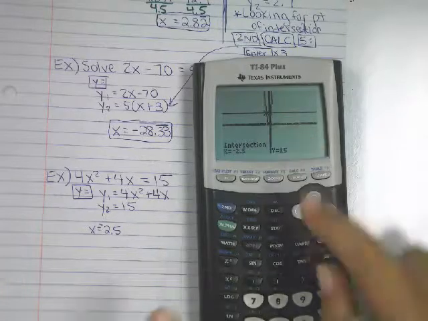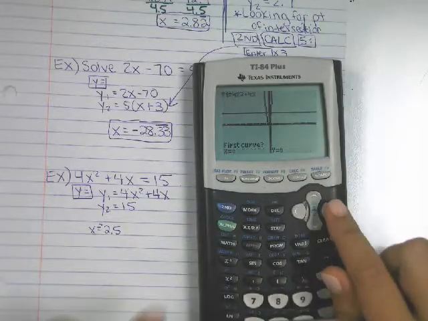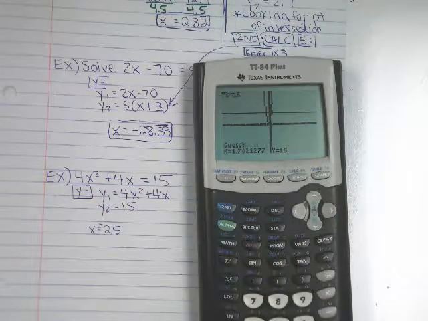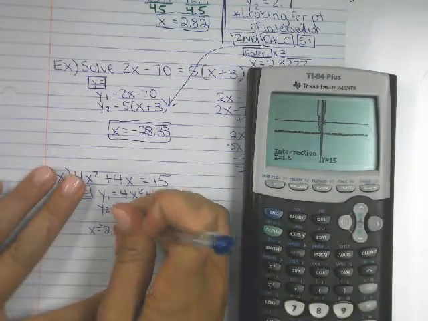We'll do the same thing, but we're going to go around to the right point. So second, calculate, intersect. Scroll your little flashy dot over to where it's close to that one. Enter, enter, enter 3 times. And it gives us x equals 1.5.